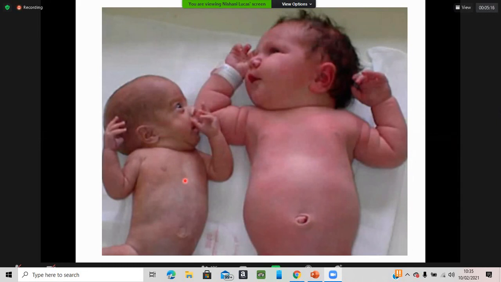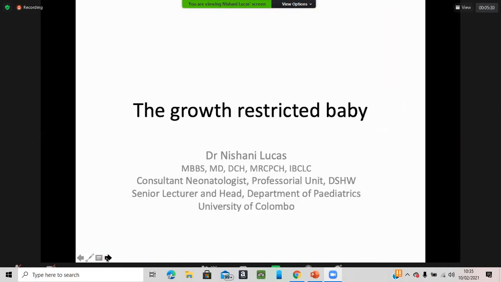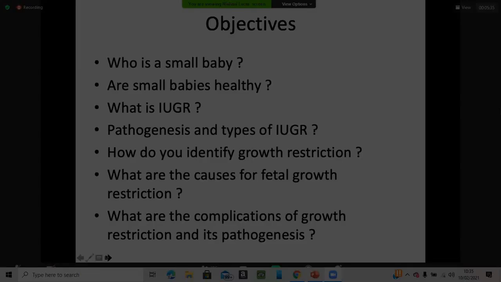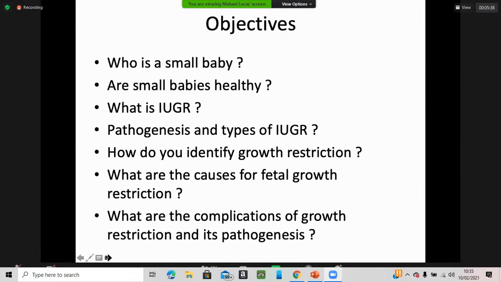As you correctly pointed out, in this instance, the baby that I have put the pointer is a smaller baby, and you correctly pointed out the disproportions of the baby as well. Right, so that brings us to today's topic, that is growth restricted baby. Right, so we are going to talk about who is a small baby, are small babies healthy, what is growth restriction, what is pathogenesis, how do you identify it, what are the causes, some of it which you may have learned for obstetrics also, and what are the complications of growth restriction.